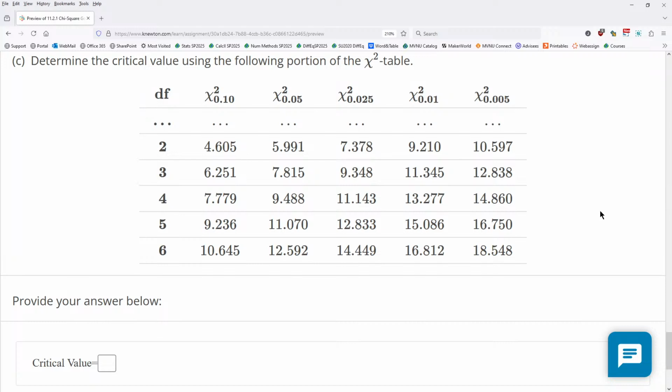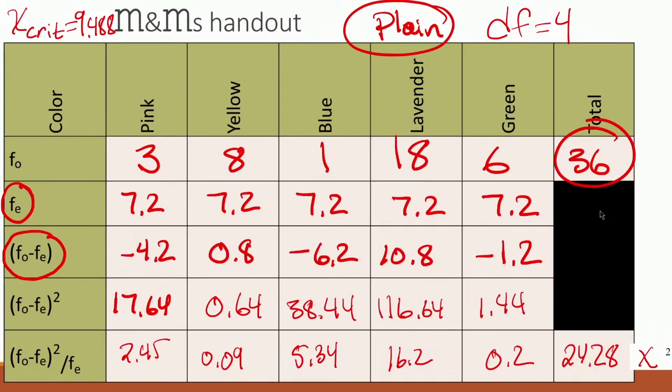9.488. So you want to jot that down somewhere. I didn't leave you a lot of room. I certainly don't have a lot of room, so I put it way up here in the top left corner. But that's what you're comparing this to. I could have written that down at the front end if I wanted to, because I knew that there were 5 categories, 4 degrees of freedom. I could compute that at the beginning.